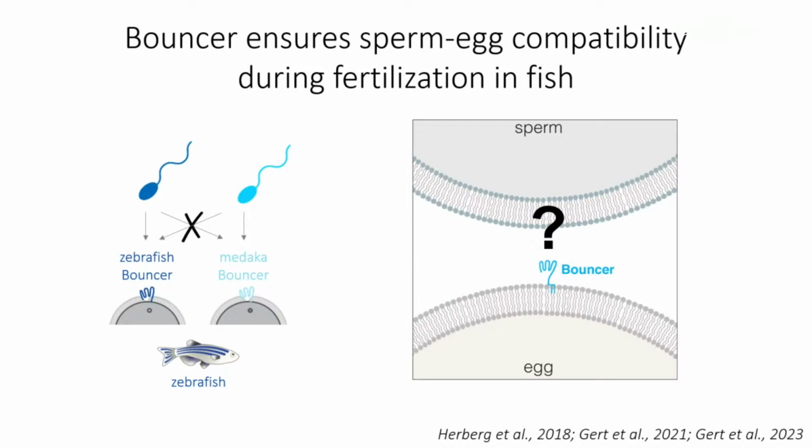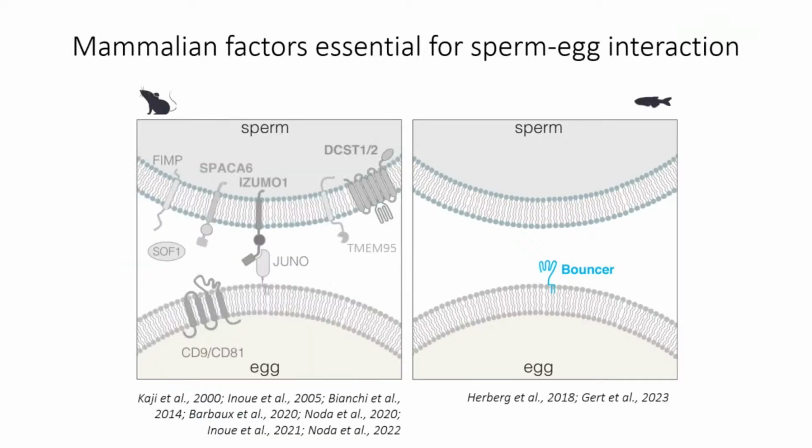And in the past 4 to 6 years, we have spent roughly trying to figure out what could be this question mark here on the side of the sperm. And this was a more difficult project than we had initially thought. So I would like to share with you what we found. In fish, I mentioned already, we only had the single factor, Bouncer. So this was our starting point.